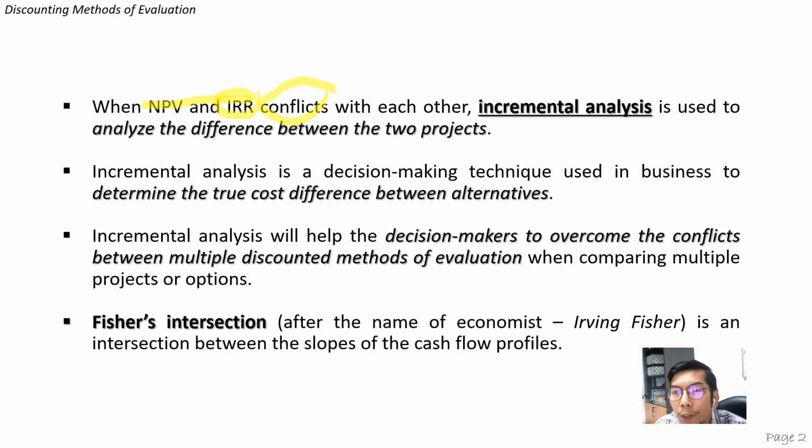In order to solve the conflict, we can use incremental analysis. This analysis is a decision-making technique used in business to determine the true cost difference between alternatives. Incremental analysis will help decision makers to overcome the conflict, and we are going to suggest the most accurate option that you should go for. When you apply this incremental analysis, you're going to identify what we call Fisher's intersection. It's taken from the name of economist Alvin Fisher. It is an intersection between the slope of the cash flow profile.